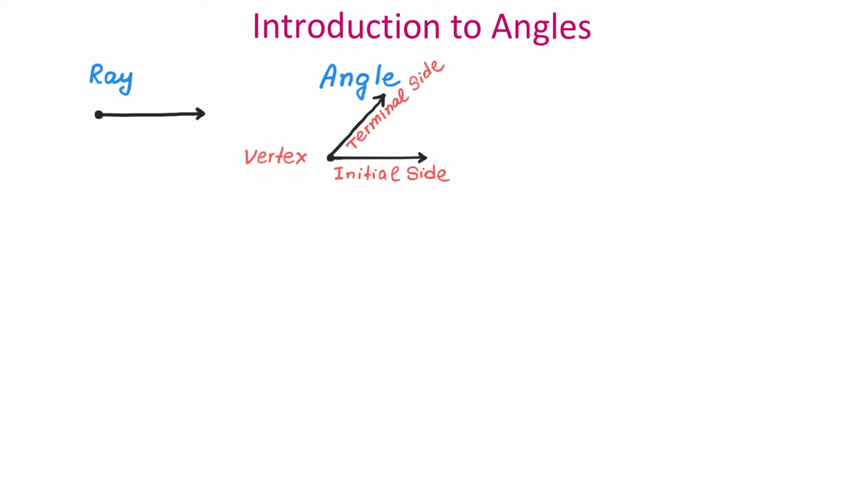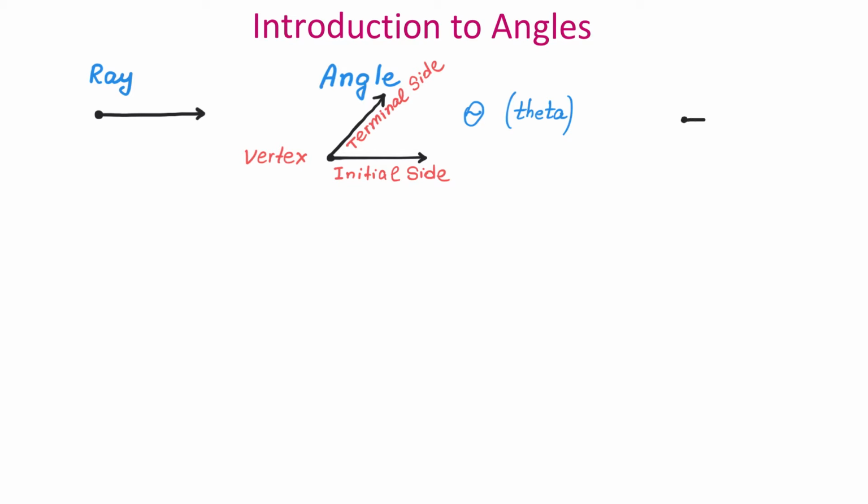There are different ways of naming an angle, and one way is to use lowercase Greek letters. One Greek letter that is often used to write an angle is the letter theta. We will use this letter throughout this video. Now let's talk about measuring angles. The two most common units for measuring angles are degrees and radians.